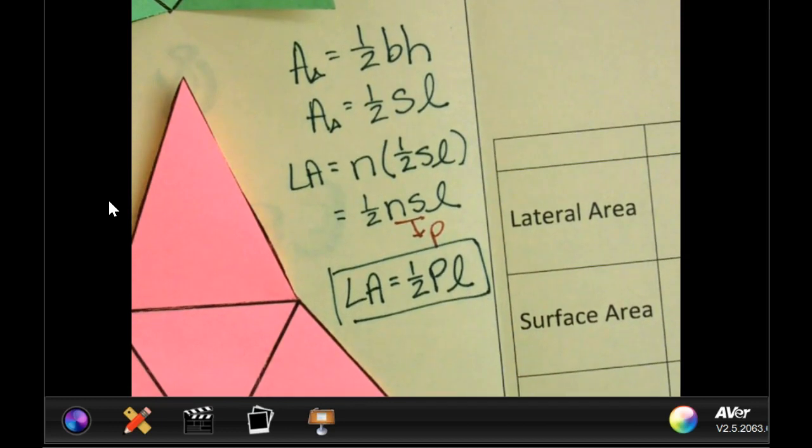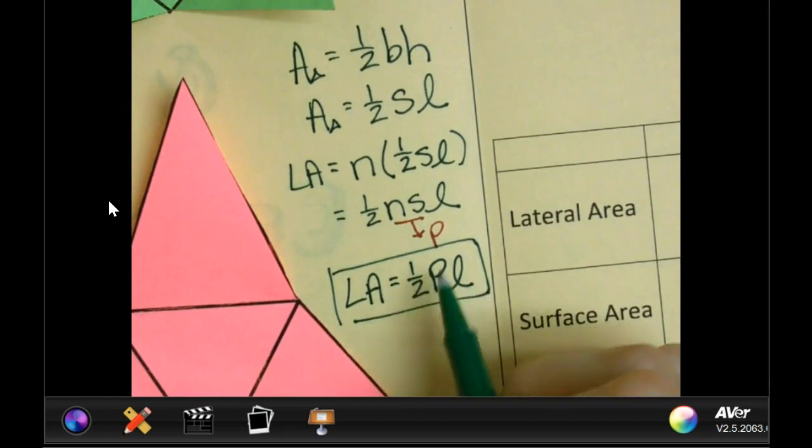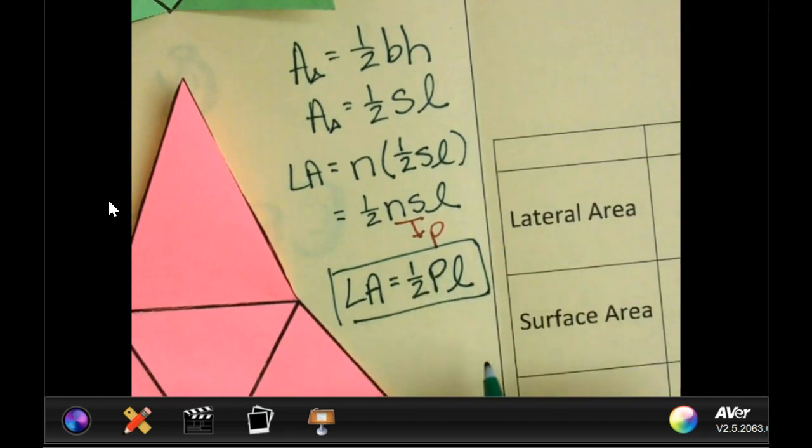The lateral sides are always triangles for a pyramid, always. And these formulas work for regular pyramids, so that means that P represents however many triangles you have times the side length. This is just like 1/2 base times height. This just puts all the bases together. Okay, everybody okay with that?